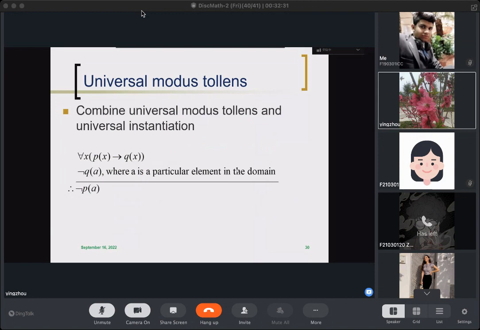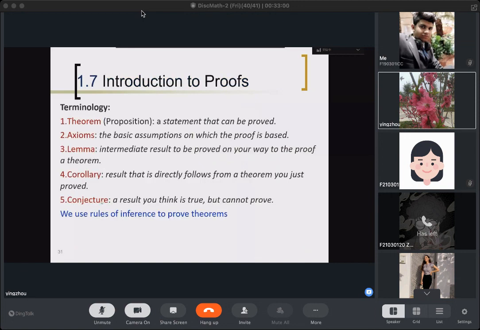This can also be true because we know that it is a logical equivalence. That means for all x, not q(x) implies not p(x). So if we have not q(x), then not p(x) also holds, and it is easy to extend.